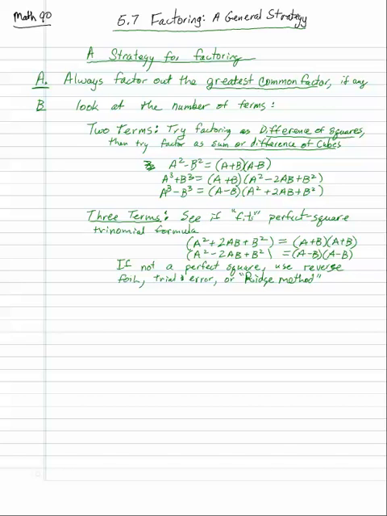Okay, so if it's not a perfect square, again, you can use that reverse FOIL, that trial and error method, or the way I showed you, the Ridge method, the way I do it. Okay, preferably that way. Alright, what if it has four or more terms? So if it's four or more terms, you try factoring by grouping.